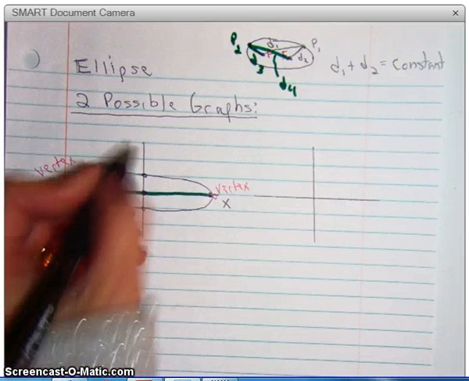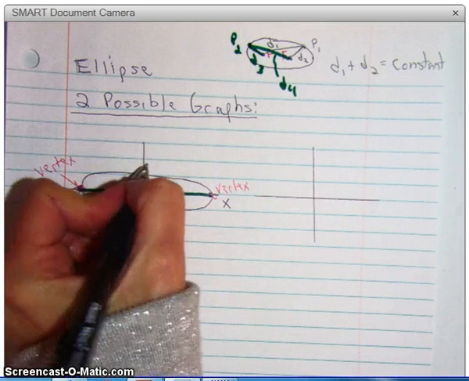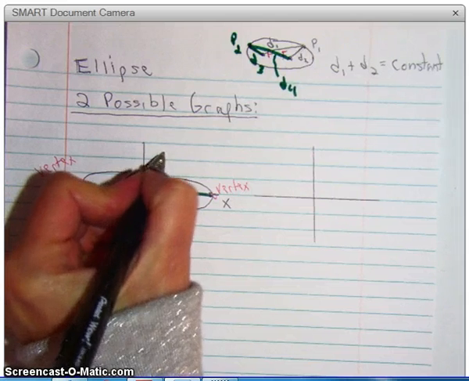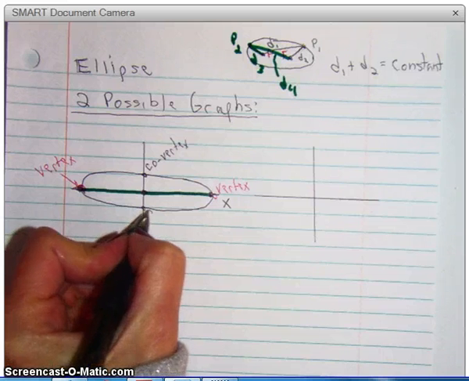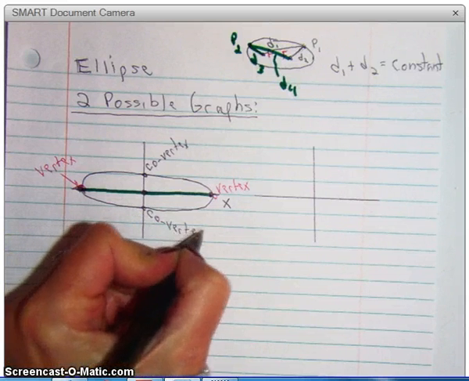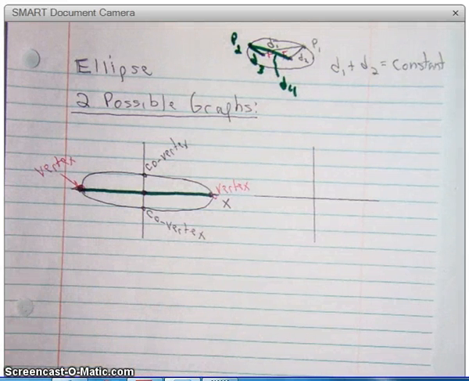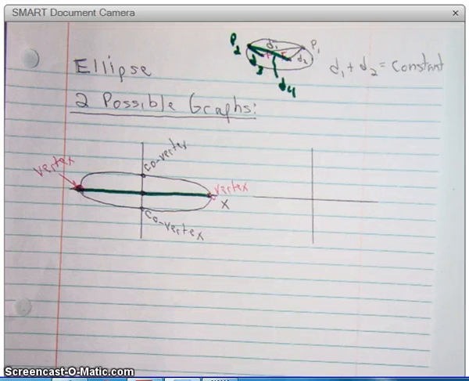The 2 other points are called co-vertices. So co-vertex, co-vertex. And you can label those with a co. So you can write co for co-vertex.